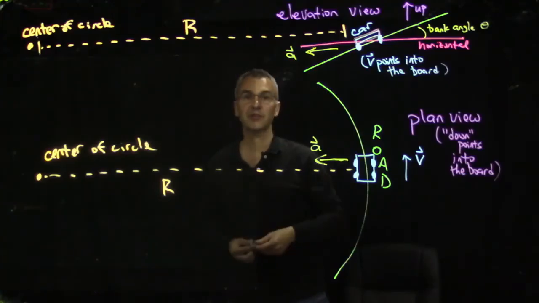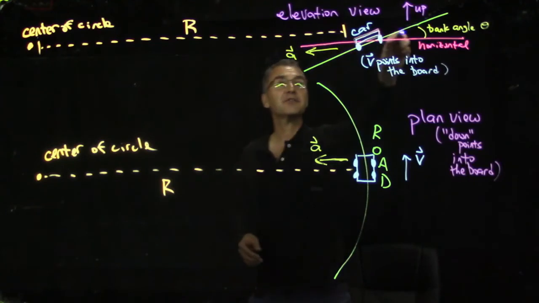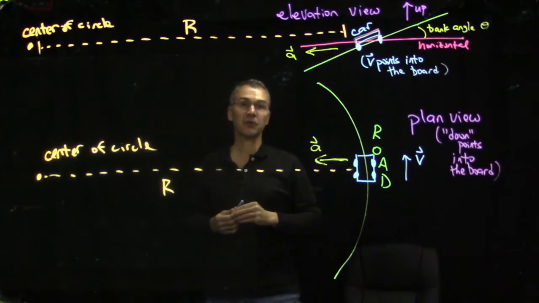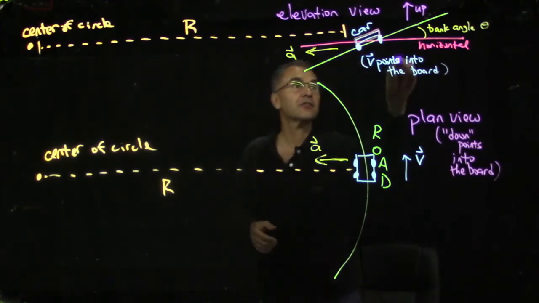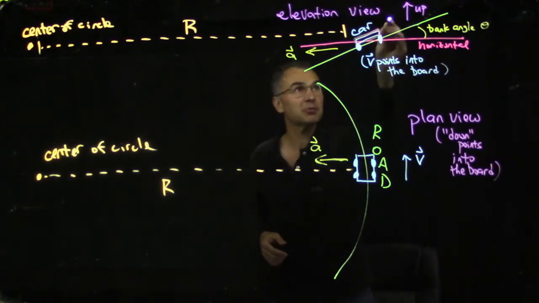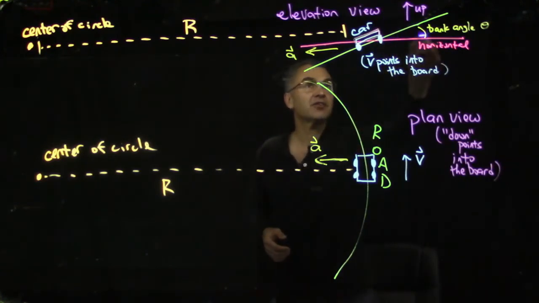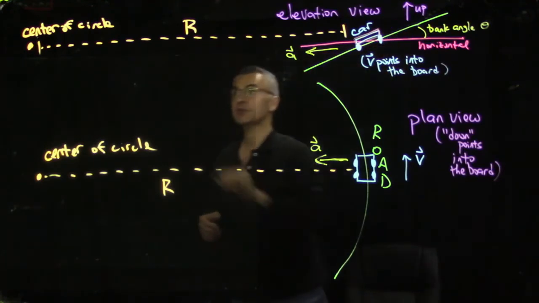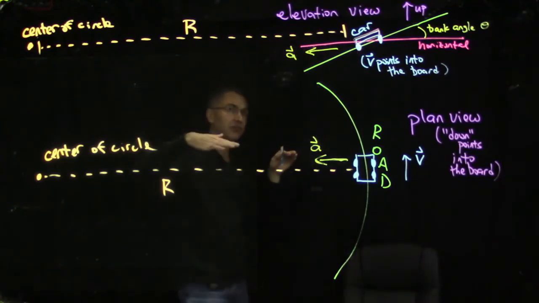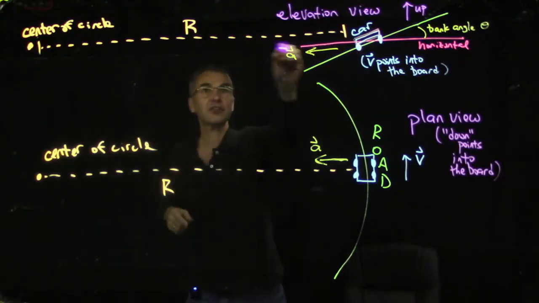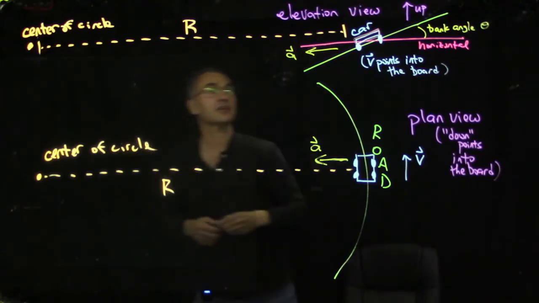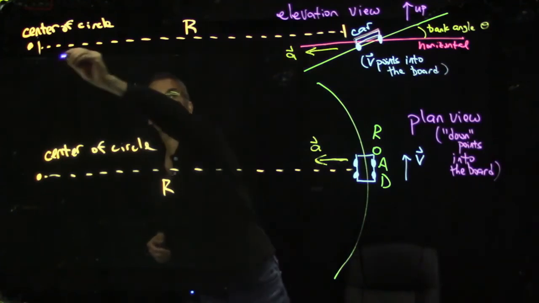First, just to make sure the scenario is clear, here is an elevation view. Elevation view means I'm looking at it from some horizontal distance away. Gravity points down this way, so up points that way. This is exaggerated, but the car is on the road. The center of the circle is here. So the car is navigating a turn, going like this, and the center of curvature of the off-ramp is way over here, a distance r away. So this is horizontal.